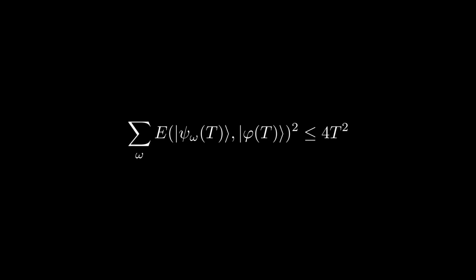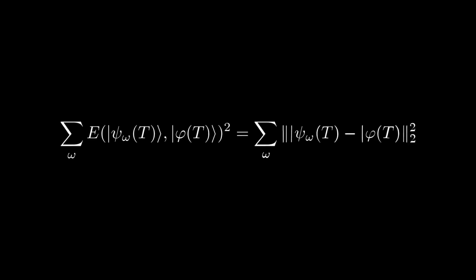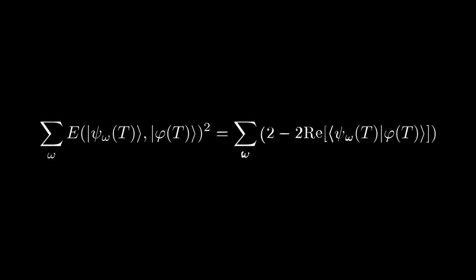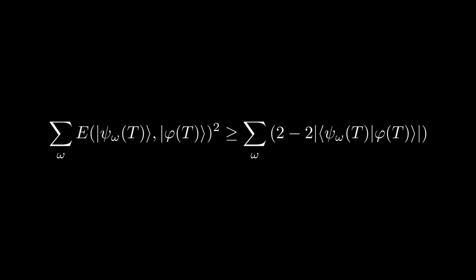Okay, so what now? Well, to figure out how t relates to n, all we have to do is find a lower bound for this expression in terms of n. We begin by expanding the square of the distance in terms of the inner product, which we can lower bound as follows. Before we progress further, it's useful to consider what the expression for psi omega t actually represents.